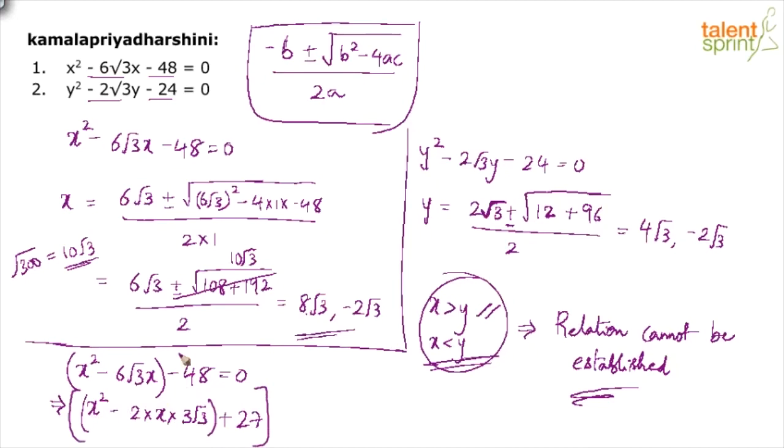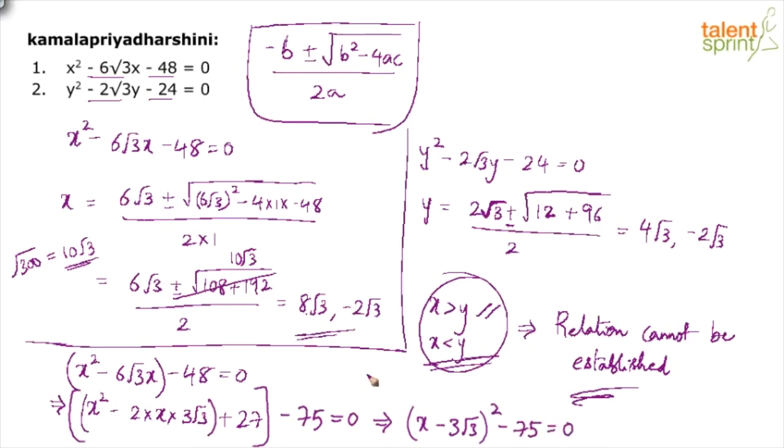But the point is, we have already got plus 27. To get minus 48, I should subtract 75, right? Minus 75 plus 27, right? So it will become minus 48 equals 0. So what happens if you now look at the terms inside the square brackets? These are in the form of x minus 3 root 3 whole squared minus 75 equals 0.